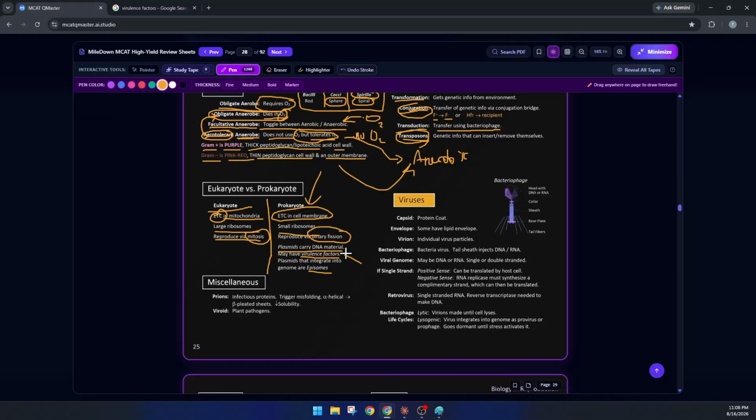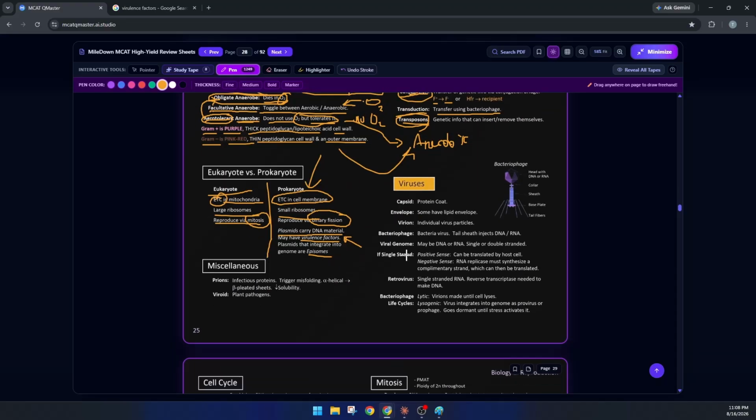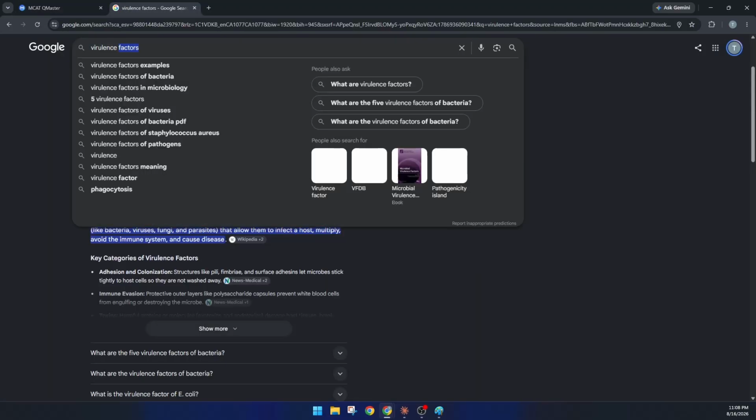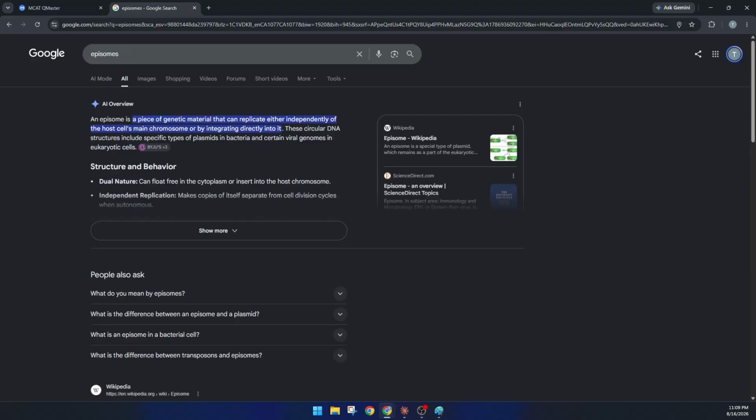Virulence factors are one of the ways that even though you might have a strong immune system, you might get sick anyway, basically, from the cold or, yeah. Okay, let's go into episomes too. Episomes are a piece of genetic material that can replicate either independently of the host cell's main chromosomes or by integrating directly into it.